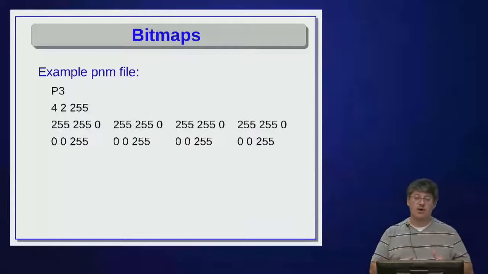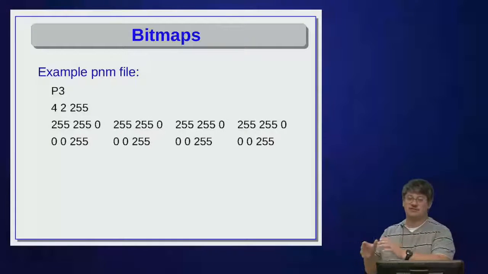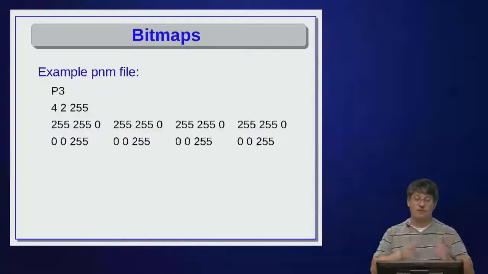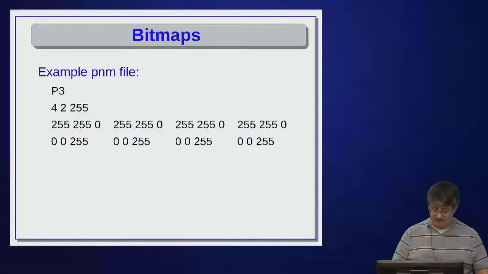In the bottom row, I have 0, 0, 255, 0, 0, 255. 0, 0, 255 means no red, no green, and maximum blue. So this is going to be a blue pixel. We have 4 blue pixels. So the top row is going to be 4 yellow pixels. The bottom row is going to be 4 blue pixels. So I'm going to have a yellow line and a blue line immediately underneath it.